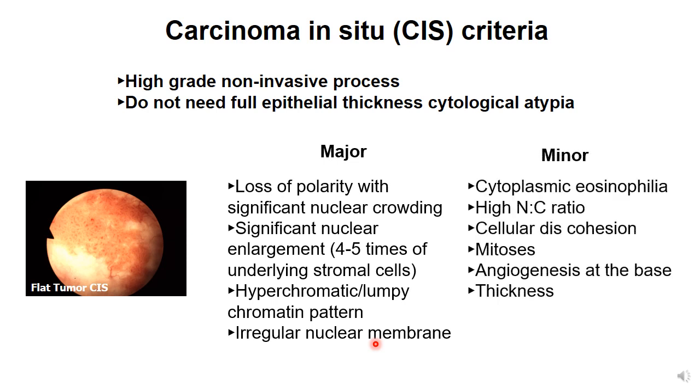Here are some of the minor features, and one of my favorites that I like to see is cellular discohesion, which is very common with flat carcinoma in situ. This process also often has neoangiogenesis at the base, and that is what gives a characteristic strawberry patch or erythematous patch, flat appearance on cystoscopy, which is very characteristic of flat carcinoma in situ. When urologists see that, that's what they try to biopsy.